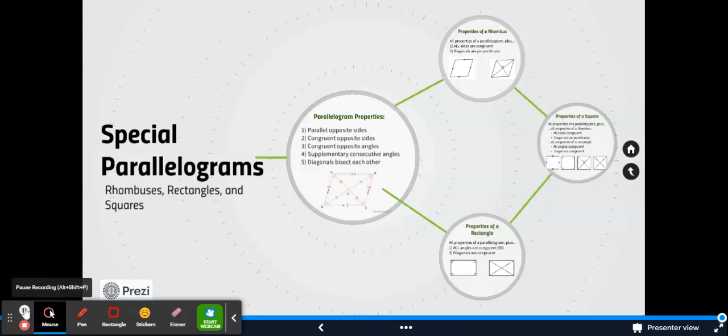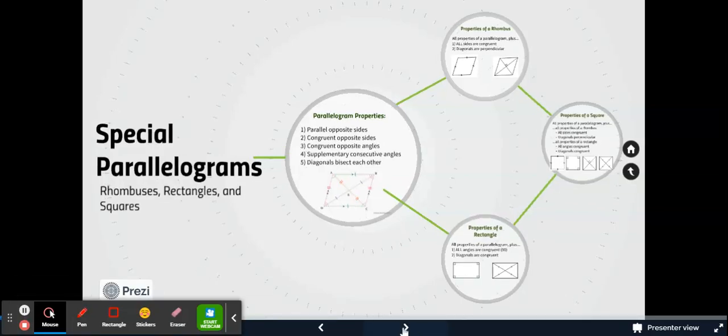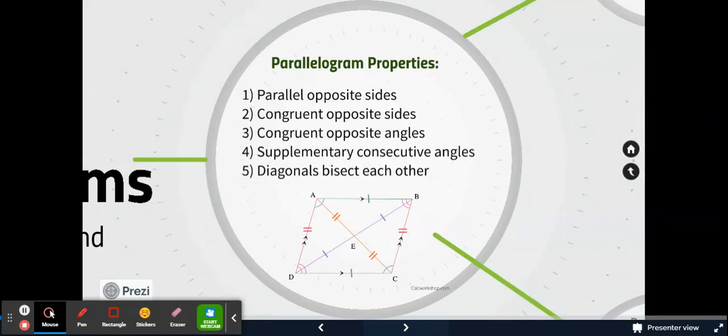Now the first thing we're going to do is review a quick concept that we learned previously. So let's jump in and do that. Previously, we learned about what makes a shape a parallelogram. So a parallelogram will have 5 special qualities.